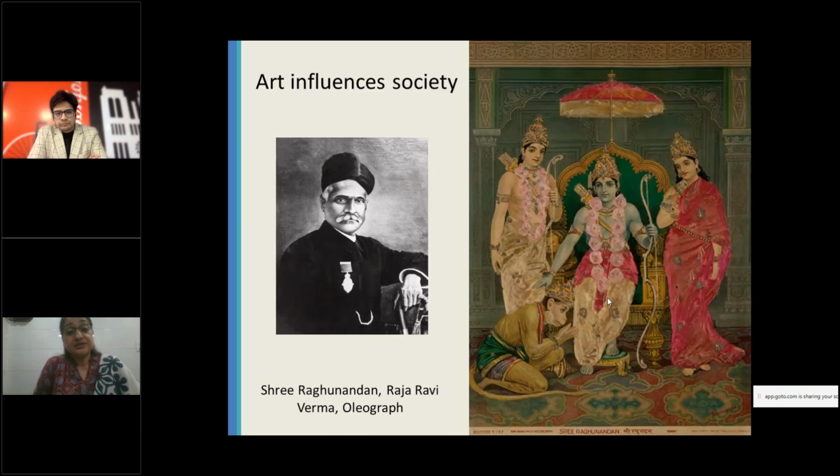Then how art influences society, we have seen. This is, of course, the image of the artist Raja Ravi Verma, who had created these oleographs or calendar prints. Now, he was the first person who gave faces to the Indian gods and goddesses. But one important change that came to the society through him was the setting up of the printing press, where he made his artworks affordable and cheaper so that they could reach pan India.